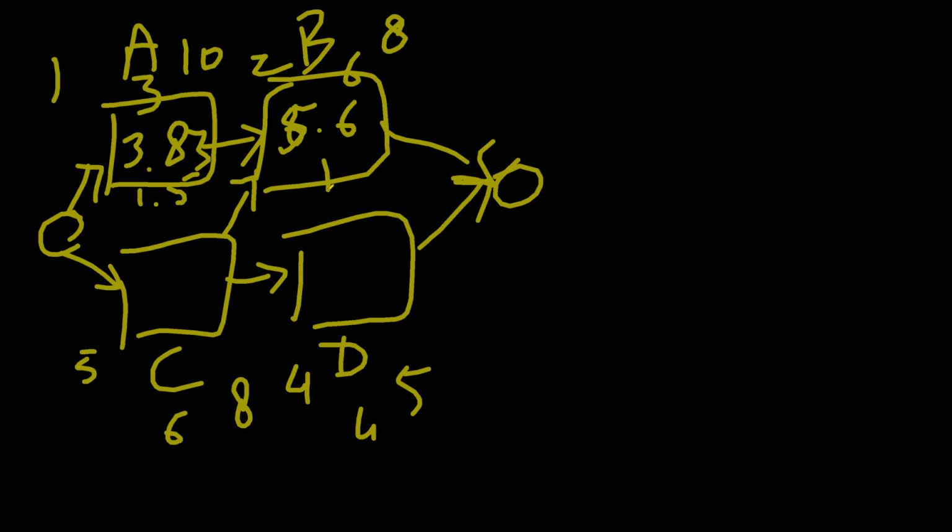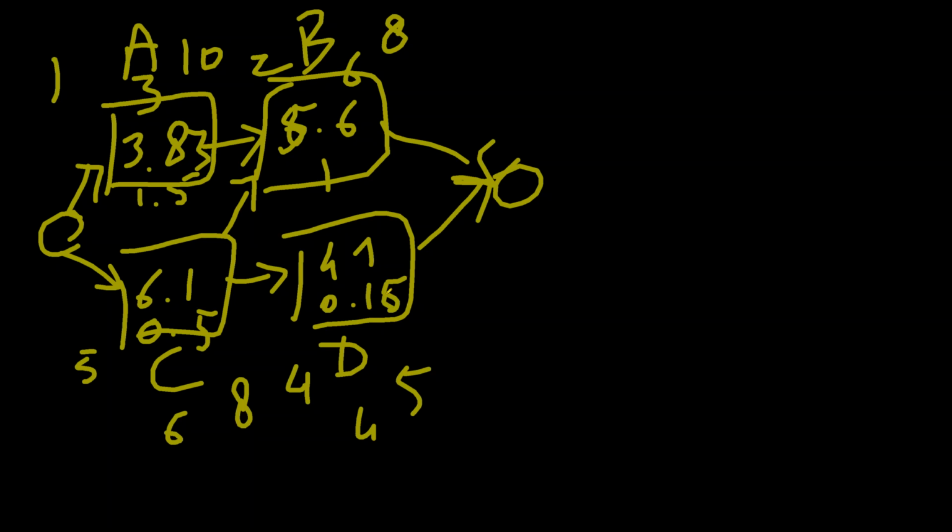In this case, see, 5 plus 6 into 4 plus 8: 5 plus 24 plus 8 is 37, by 6 is 6.1, and the deviation is 0.5. About D? That is 4.1. The PERT estimate is 4.1 and the deviation is 1 by 6, which comes out to be 0.16.